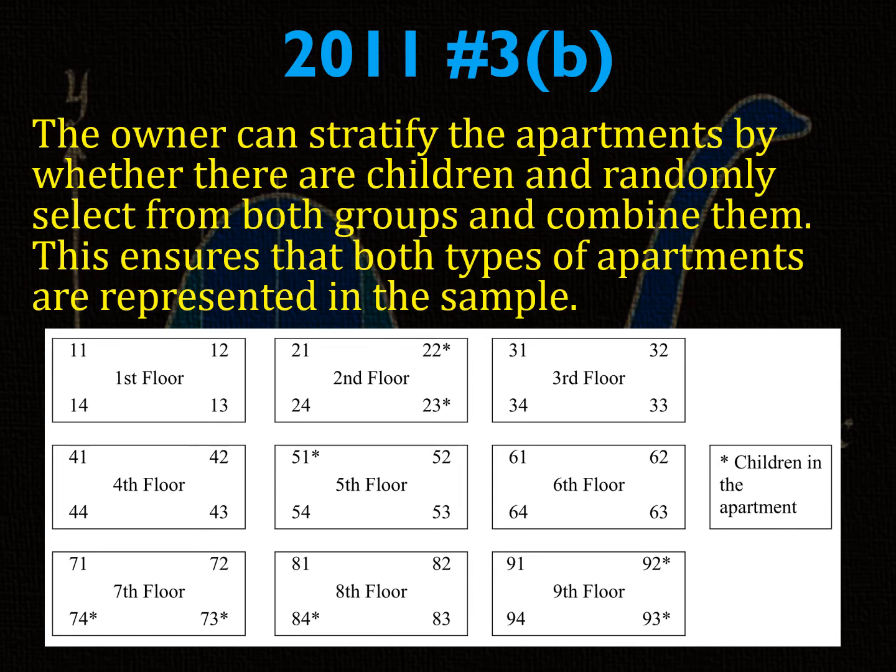So the owner can stratify the apartments by whether there are children and randomly select from both groups and combine them. So this ensures that both types of apartments are represented in the sample. So you would choose 2 of the 9 apartments with children, randomly choose those 2, and among the other 27 apartments without children, you would take 6 and you would combine those 2 apartments with children and 6 apartments without children to make up the 8 apartment sample.